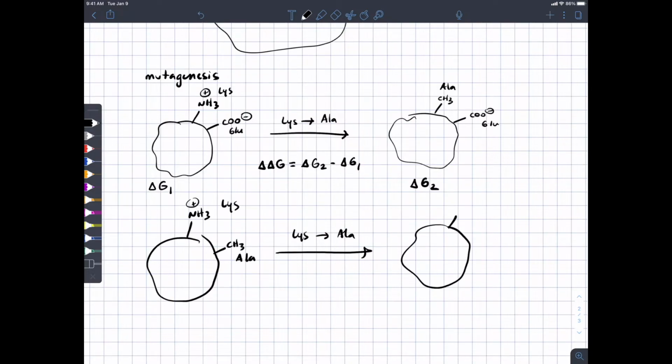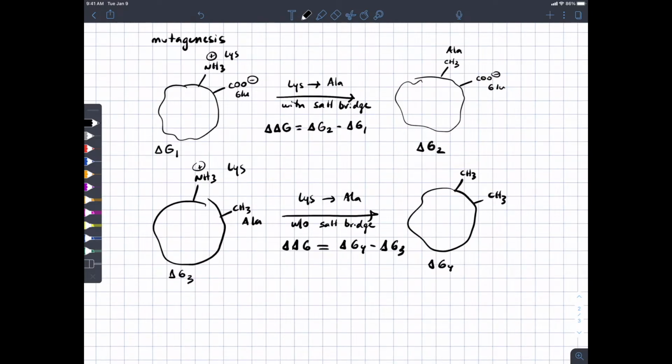And then we'll call this delta G3 and this delta G4. This change in free energy tells us what the lysine to alanine mutation does without the salt bridge interaction present. And then this difference in free energy tells us what the lysine to alanine mutation does with the salt bridge present.